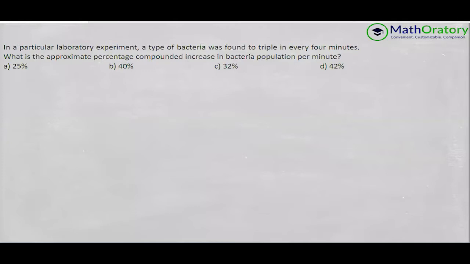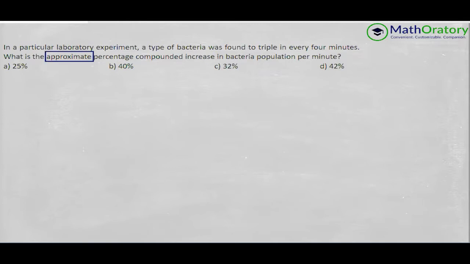So you have a particular laboratory experiment being conducted, and there's a type of bacteria which was found to triple in every 4 minutes. Now, what is the approximate percentage compounded increase in the bacteria population per minute? So for 4 minutes, the percentage change has been given, and we are looking for the percentage change every minute. So we have to scale back something like that, because it's compounded. So every minute, the same percentage growth will happen over the previous minute's population. You can put it in that way.